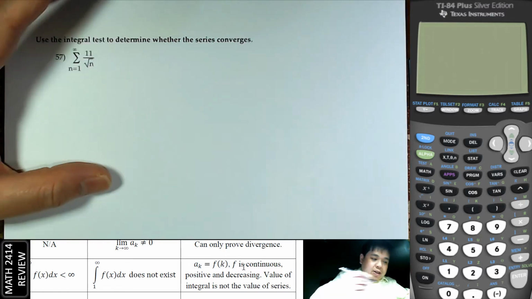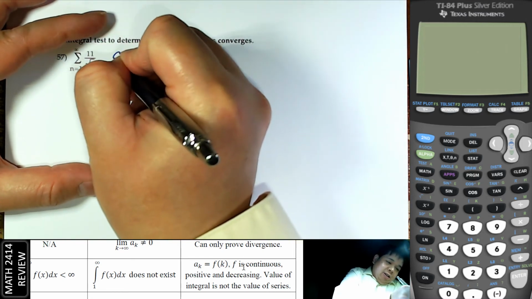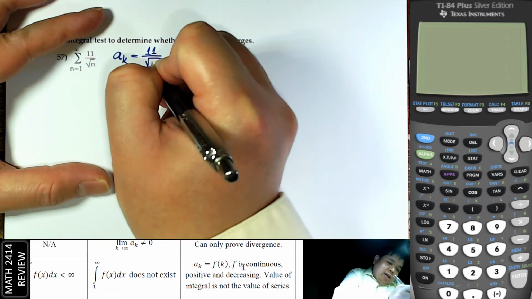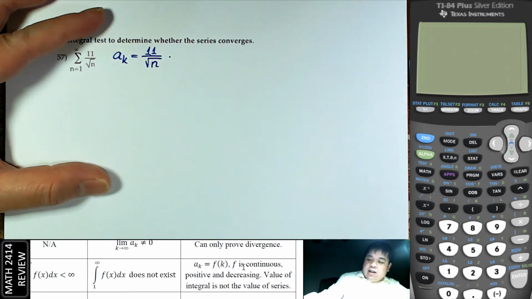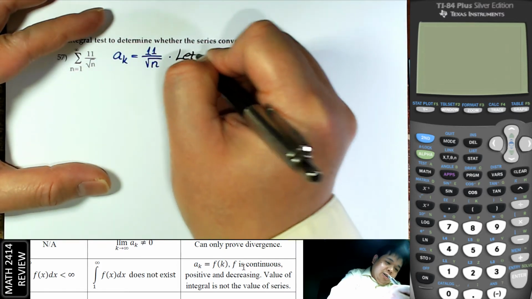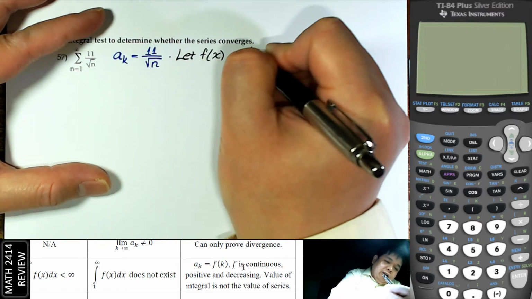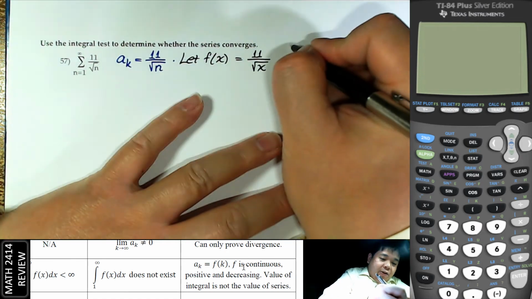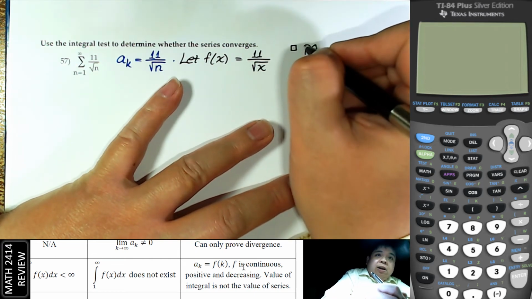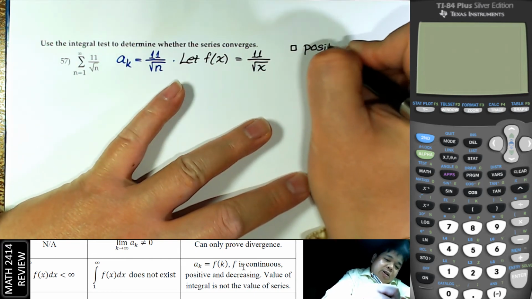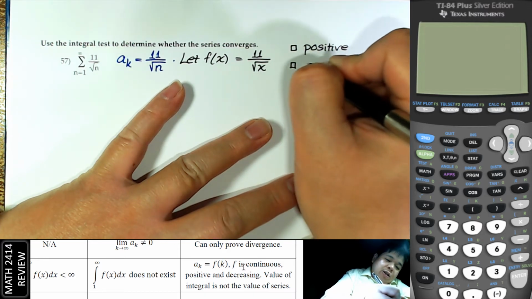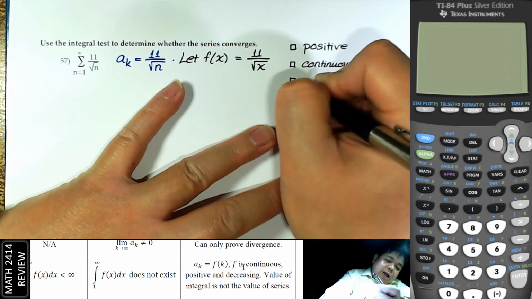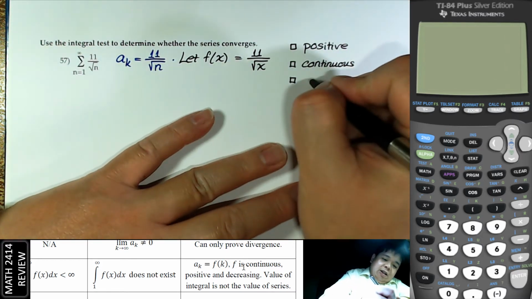Right, so this is the term 1 over square root of n. So I'm going to let f of x be 1 over square root of x. Now, is this function positive? I mean, it should be continuous first. So is it positive, continuous, and decreasing?